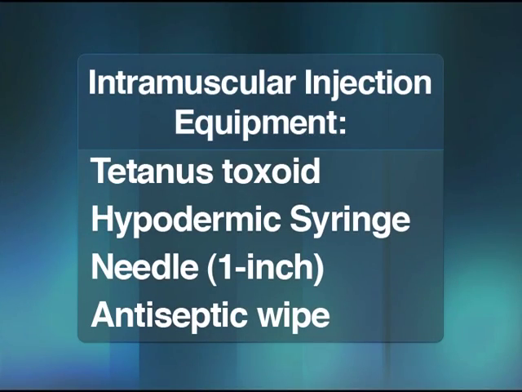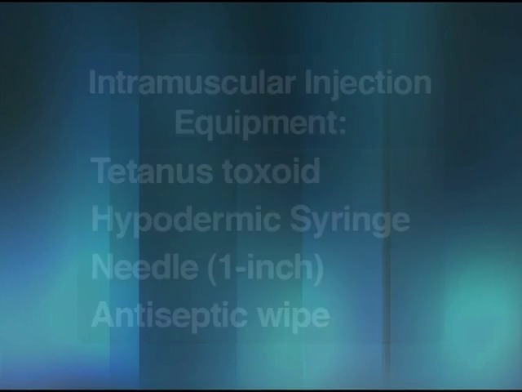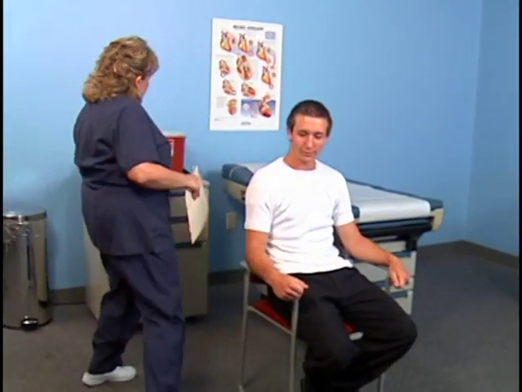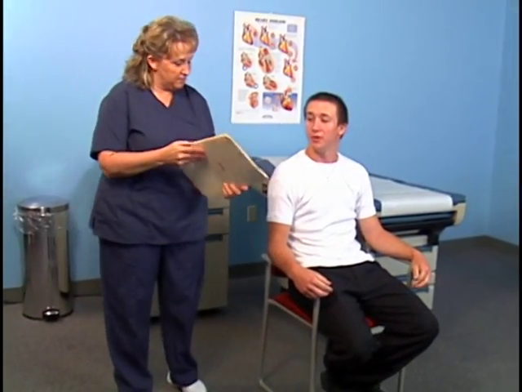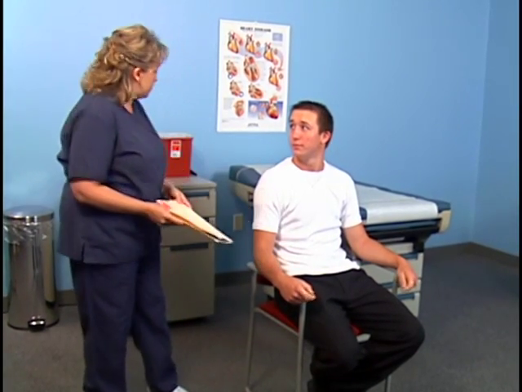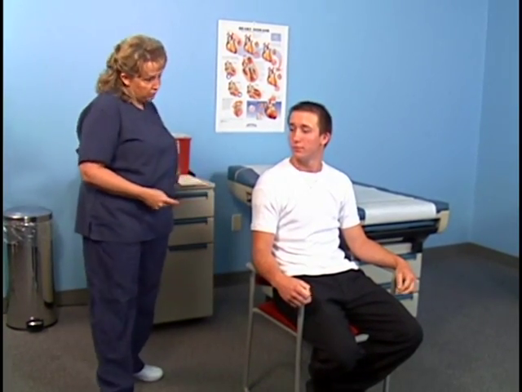To prepare the injection, you will need the tetanus toxoid vial, a hypodermic syringe with a 1-inch needle, and an antiseptic wipe. For this injection, the medical assistant is using a needle that retracts into the syringe when a safety mechanism is activated. Prepare the injection and take it to the patient's room. Greet the patient and introduce yourself. Identify the patient by full name and date of birth and explain the procedure and the purpose of the injection.